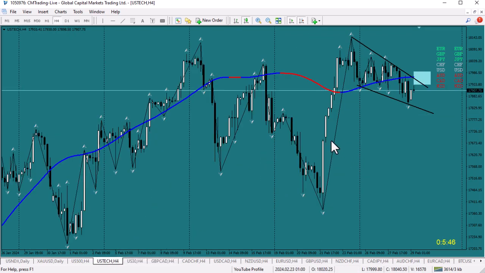Nasdaq, same scenario, just not a Fibonacci retracement. I don't find any levels at the 50-61% level, but nonetheless still a little wedge pattern, flag pattern, whatever you want to call it.